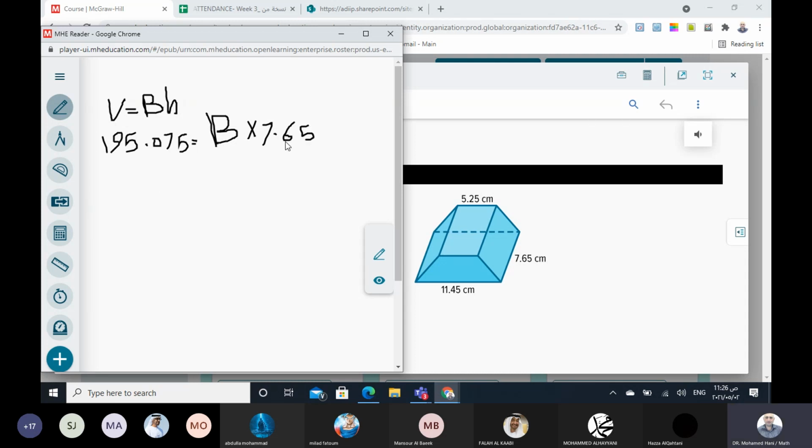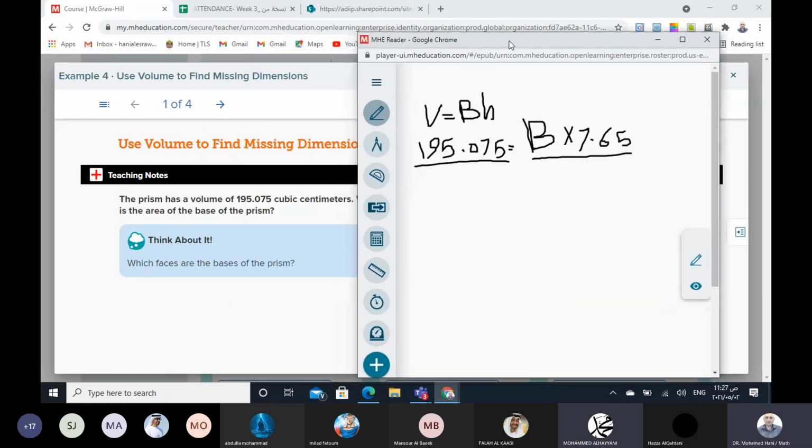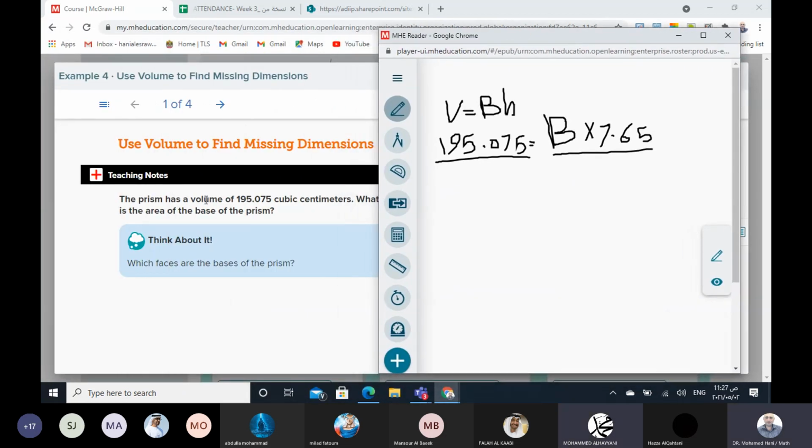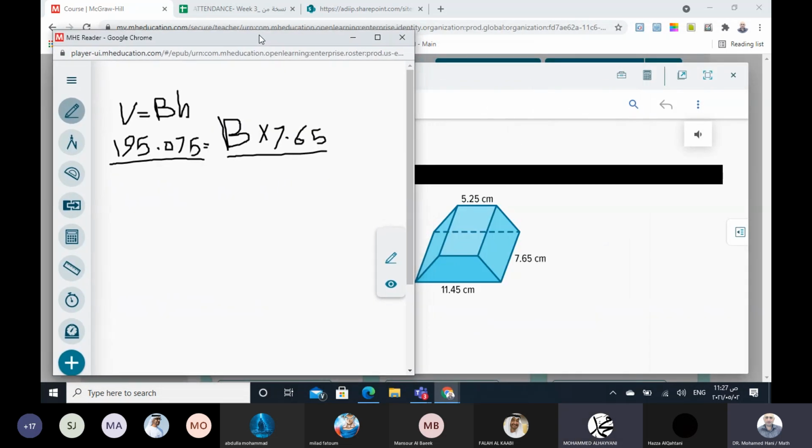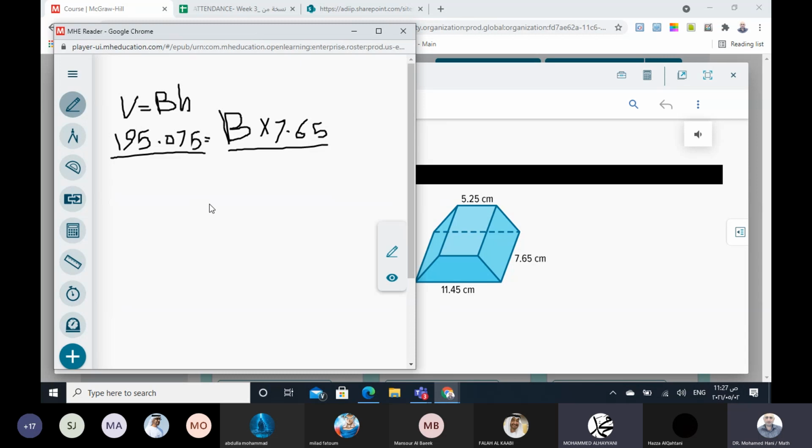Now, as you see, we have an equation. How to solve this equation? Divide the two sides by the coefficient. How did you get the 195? From the question. The volume is 195.075. Okay, now how to solve the equation?